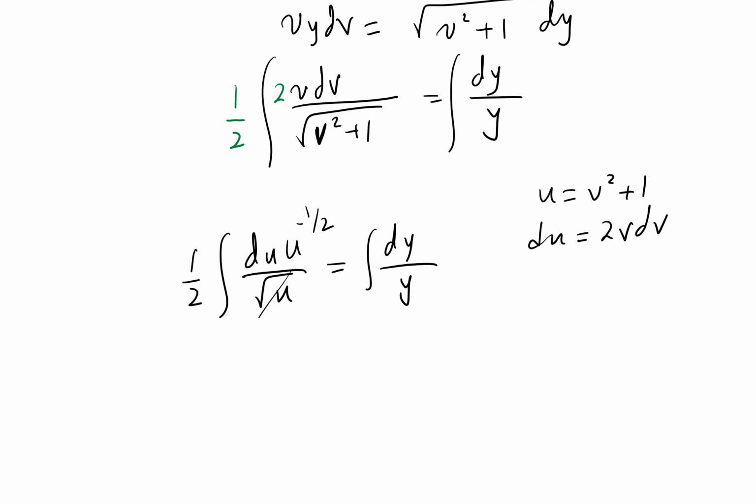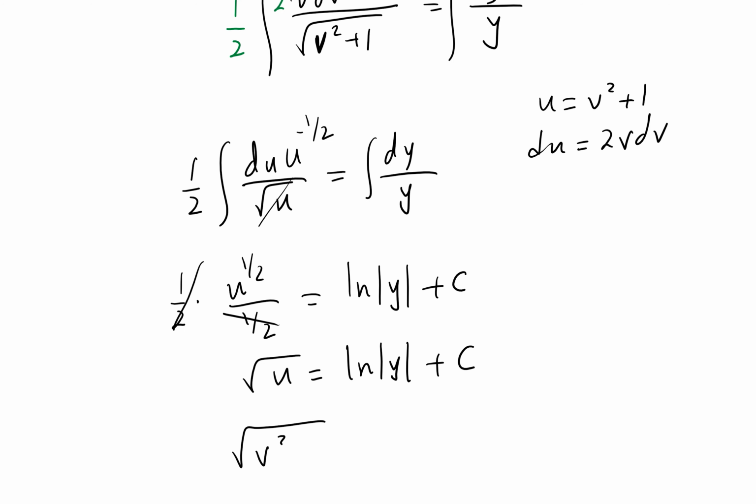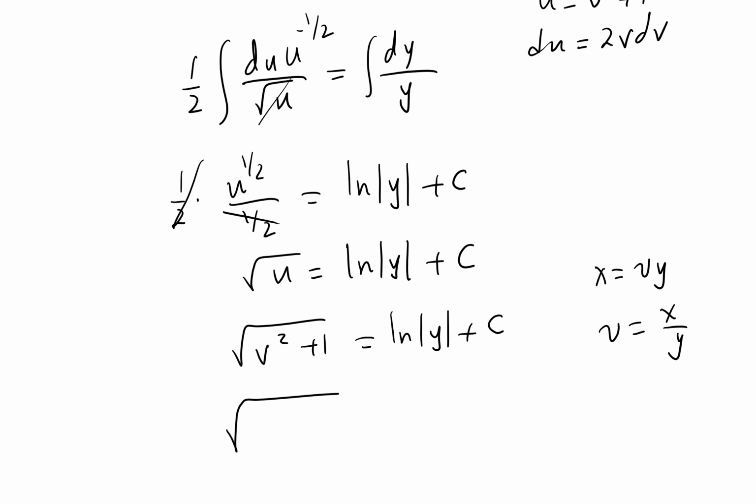This comes outside as, due to the negative 1 half, add 1 divided by the same number. These cancel out. Square root of u is natural log of the absolute value of y plus c. But remember, u here is the same as v squared plus 1. And what is v here? Remember, the problem starts with x and y, so you must end up with x and y. So what we can do, we said, remember, x equals vy, so v is x over y. Here we can replace v with x over y: square root of x over y squared plus 1 equals natural log of absolute value of y plus c. And remember, they give us an initial condition.